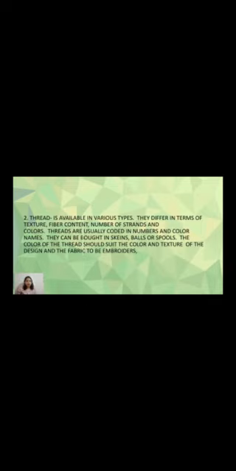Thread is available in various types. They differ in terms of texture, fiber content, number of strands, and colors. Threads are usually coded in numbers and color names. They can be bought in skeins, balls, or spools. The color of the thread should suit the color and texture of the design and the fabric to be embroidered.